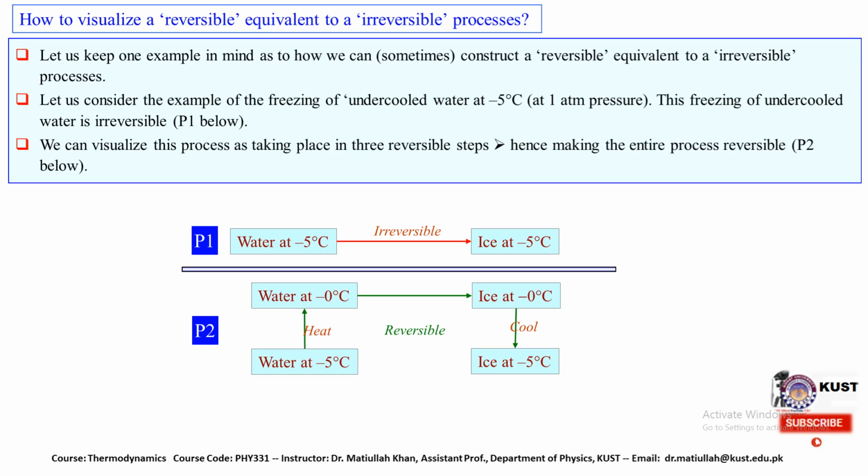We have some examples for visualizing reversible and irreversible processes, and there is a simple example of water at minus 5 degrees C, which is reversible if we convert it twice at minus 5 degrees C. The same water is converted to 0 degrees C, then it is cooled to minus 5 degrees C, and it comes back again from minus 5 degrees C to 0 degrees C. So it's a type of reversible process.